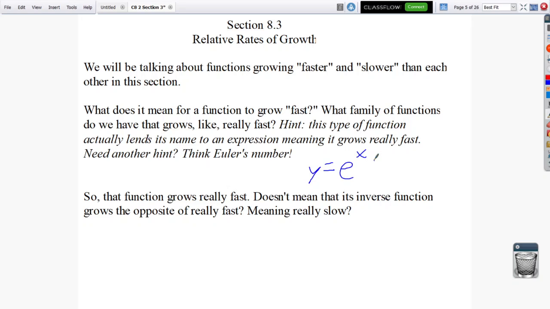So y equals e to the x grows really fast. So that function grows really fast. Doesn't that mean that its inverse grows the opposite of really fast, meaning really slowly? Okay, cool. So we can get our gold standard for our slow function.